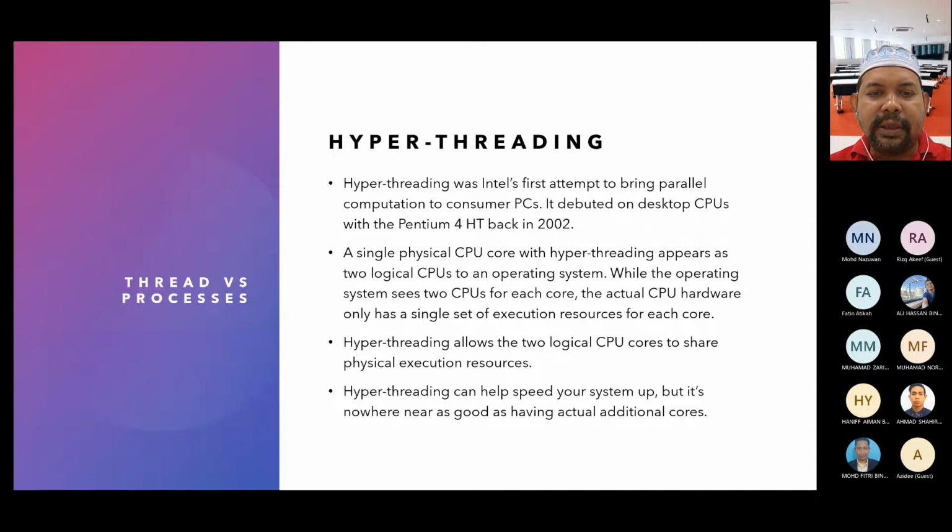Actually there's only one, but it will appear as two. Right, so hyperthreading allows the two logical CPU cores to share physical execution resources. So hyperthreading can help speed your system up, but it's nowhere near as good as having an actual additional core. Right? If you use an Intel i3 with dual core, it's better than HT. But if we already have multiple cores with HT, it doubles up, even better.